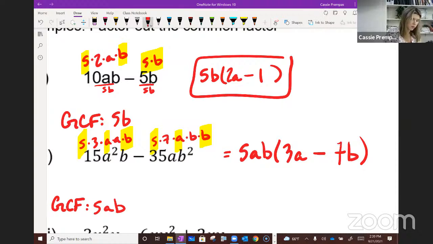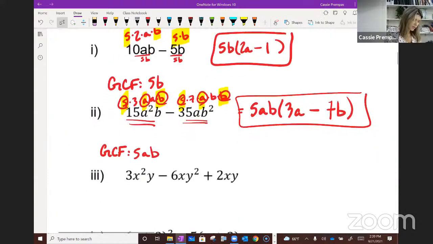Did you know that it had to be 5AB and not just 5? Yes, that's true. If I'm looking for what they share in common, so I factored this one down and I saw that it was 5 times 3 times A times A times B, and this one's 5 times 7 times A times B times B. They both share an A, they both share a B, and they both share a 5. So that's the biggest one that would come out. So it'd be 5AB. Right. Oh, okay.